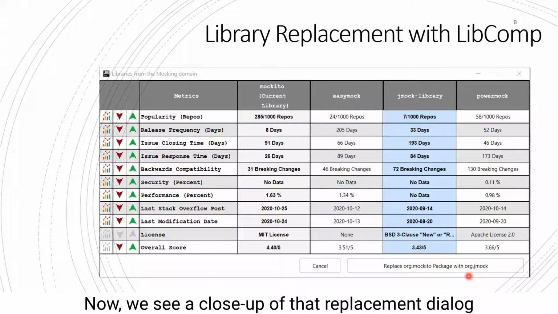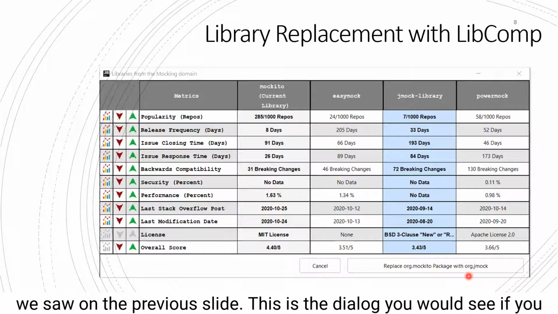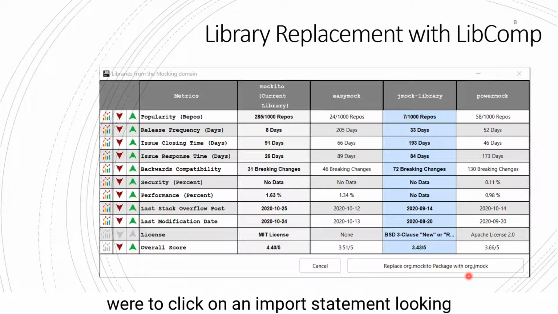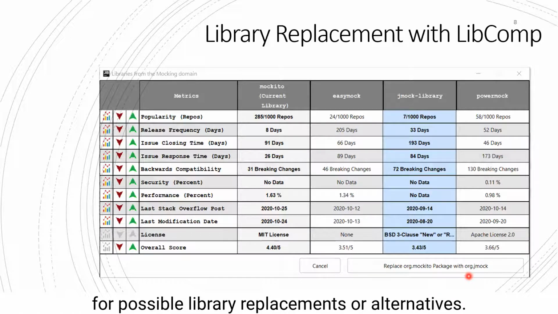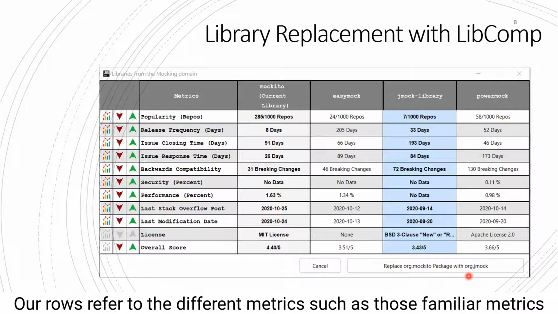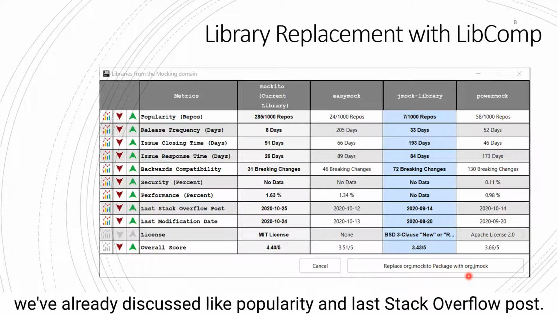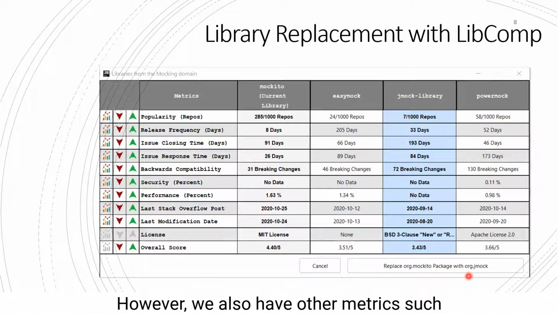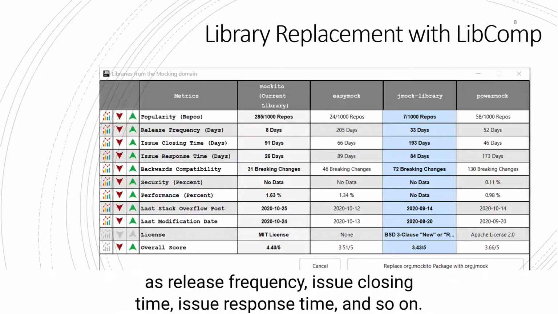Now we see a close-up of that replacement dialog we saw on the previous slide. This is the dialog you would see if you were to click on an import statement looking for possible library replacements or alternatives. Our rows refer to the different metrics, such as those familiar metrics we've already discussed, like popularity and last Stack Overflow post. However, we also have other metrics, such as release frequency, issue closing time, issue response time, and so on.